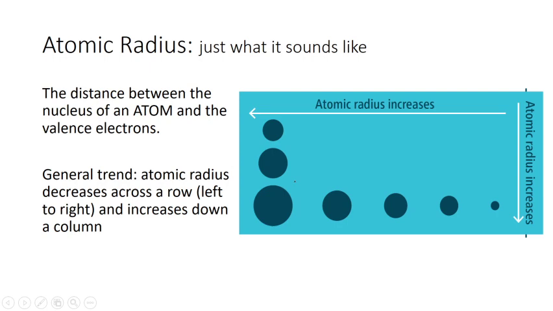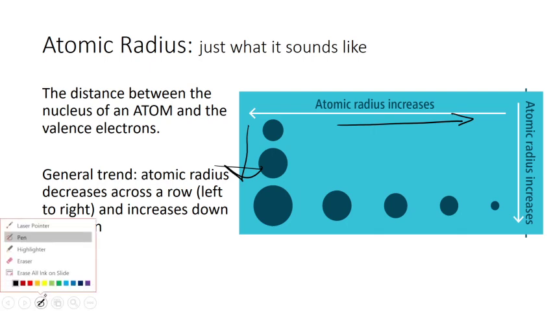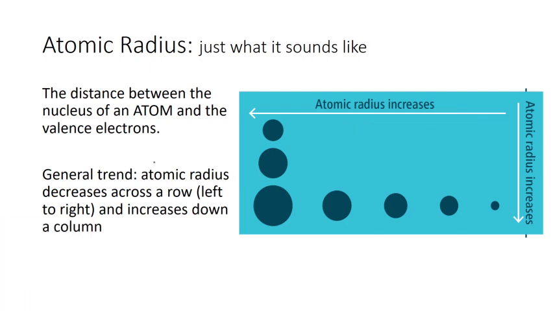So the first trend here is atomic radius, and it is just what it sounds like. It is the distance between the center, or nucleus of the atom, and the valence electrons right at the outside. So it is the radius of the atom. The general trend is that it decreases across a row, right? So going this way, it's going to decrease, and it increases down, right? So going this way, it's going to get larger.